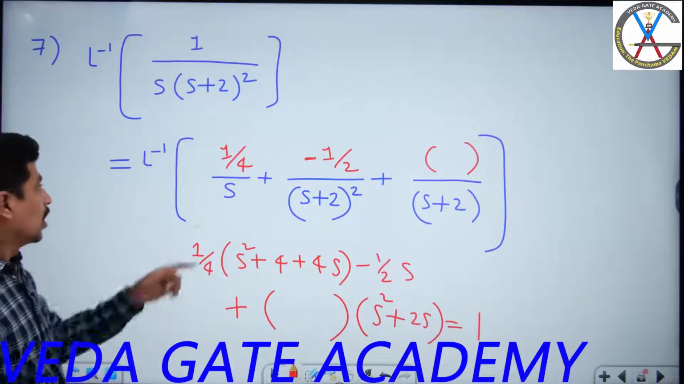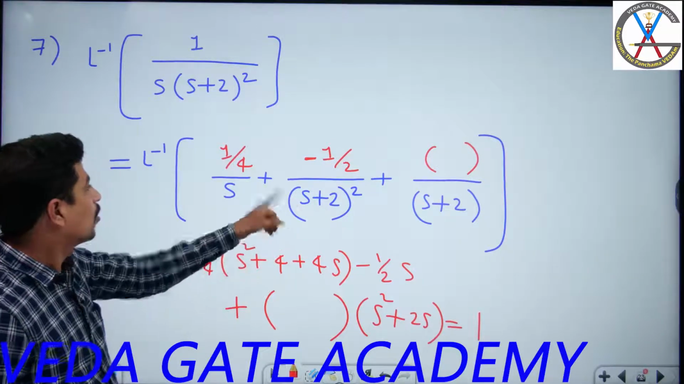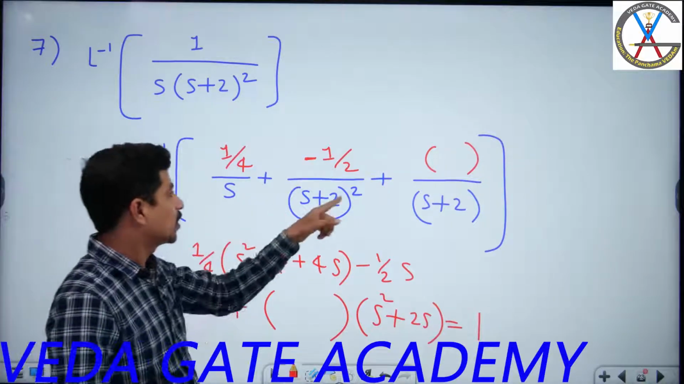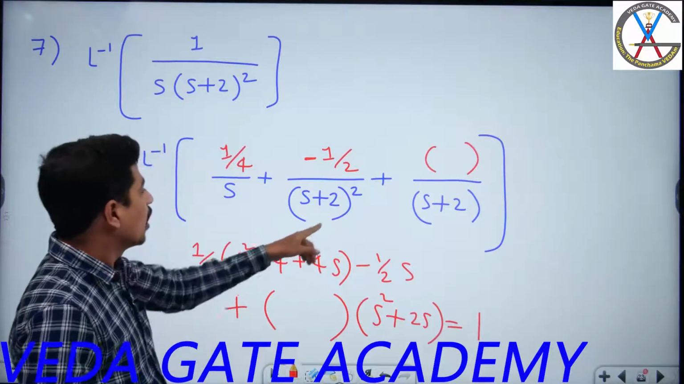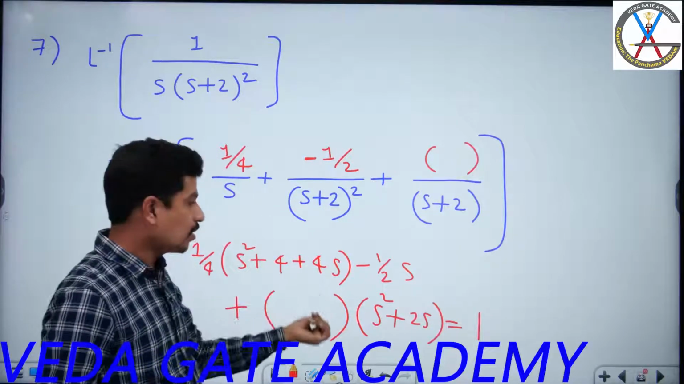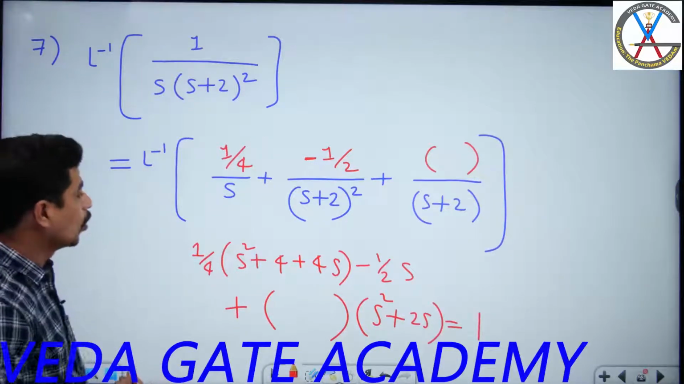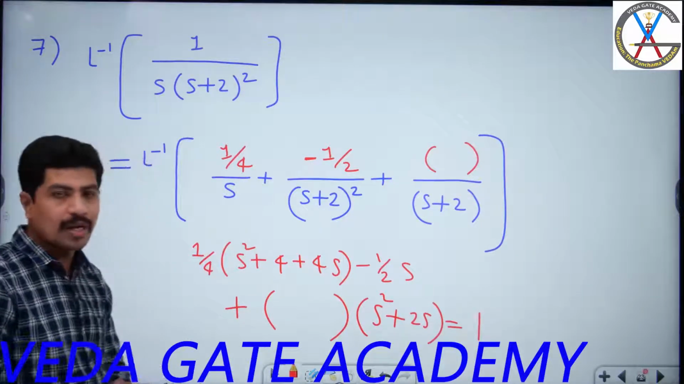Observe here, please. This is 1 by 4 into s plus 2 whole square, that is s square plus 4 plus 4s. This is minus 1 by 2 into s into s plus 2. One s plus 2 is not there, it will come from here, and s is not there. Therefore, s into s plus 2 is s square plus 2s. What did we take there? Equal to 1. Only the numerator we are comparing.